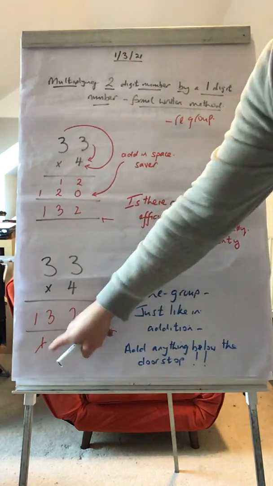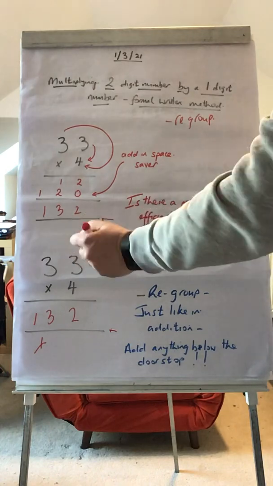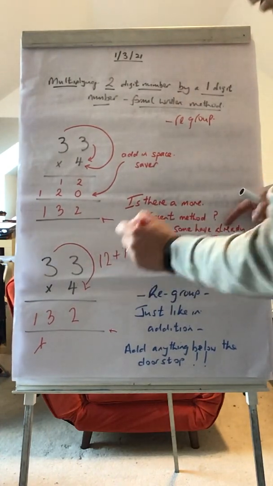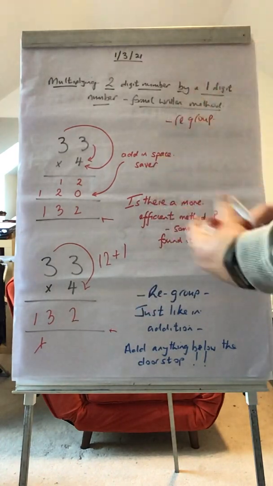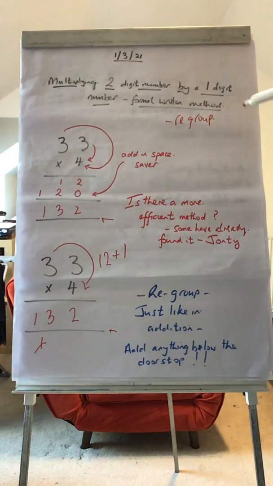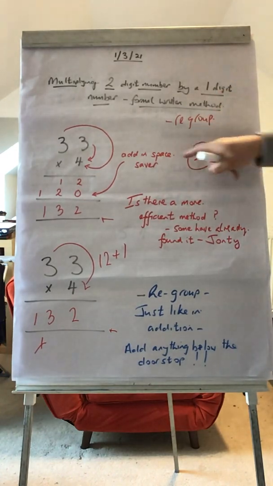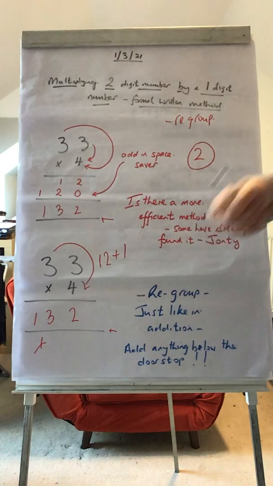We've regrouped, we've added that 10 on to the 12, the answer to 3 times 4. So remember, 3 times 4 is 12, and then I add my 1 on, that makes 13. So that is a more efficient way. Why don't you try doing 2 of the questions using the long version of the formal written method, and then do the rest using the new, more efficient method.